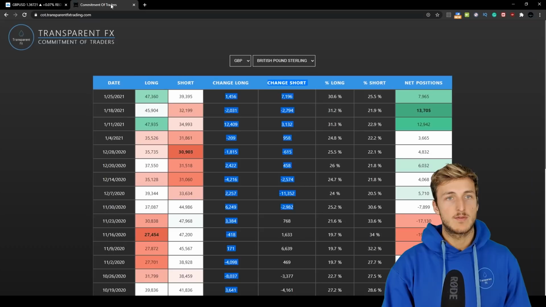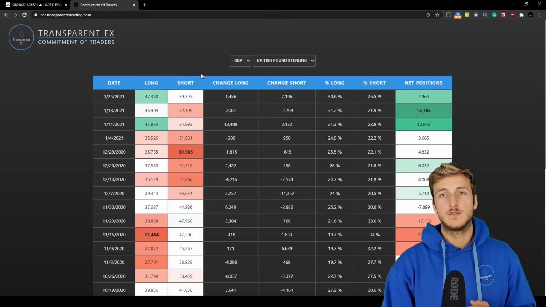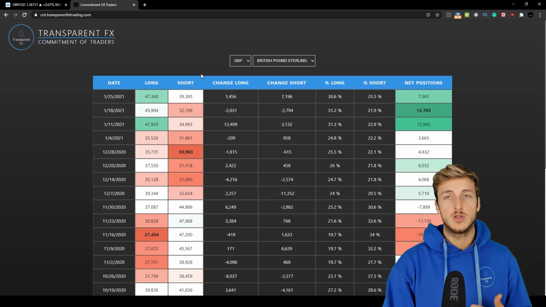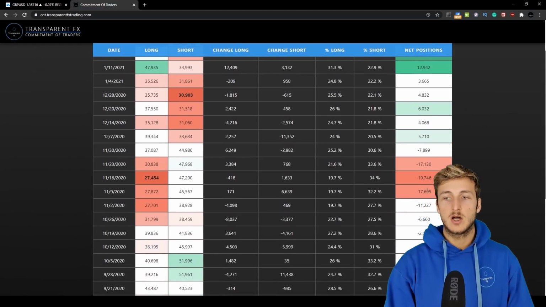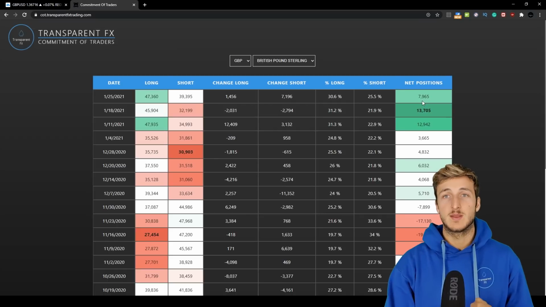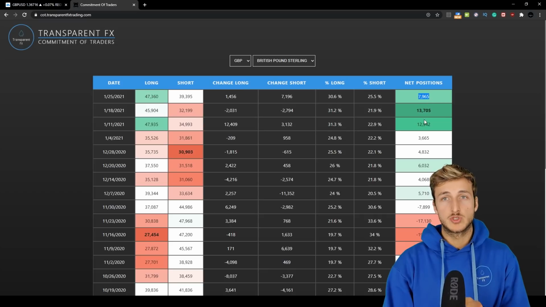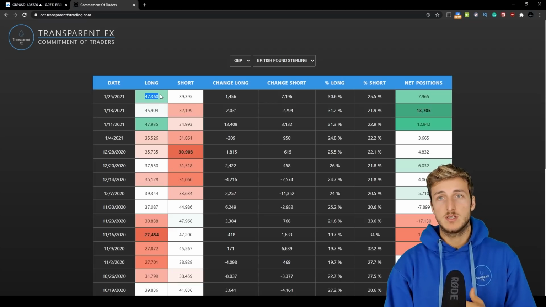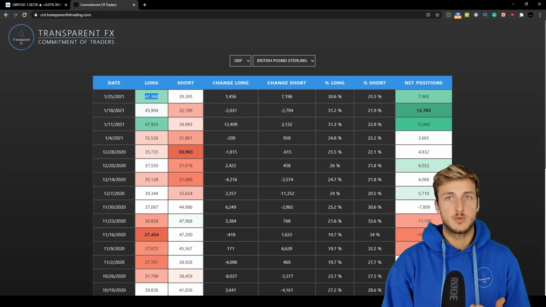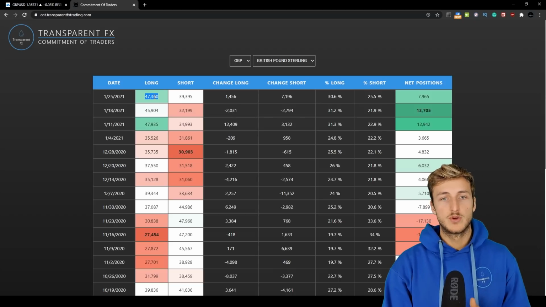Now, if we go and see what we have from a COT perspective, so commitment of traders, which is what hedge funds are currently doing in the market, what we can see is that in the long term, we had a quite massive increase of the net positions. In fact, we went from having minus 19K net positions all the way up to having positive 7.9K net positions, meaning that we went from having more shorts than longs from an institutional perspective on the pound, with 47K shorts and 27K longs, all the way up to having a positive net positioning, with more longs than shorts, with 47.3K long positions and 39K shorts.